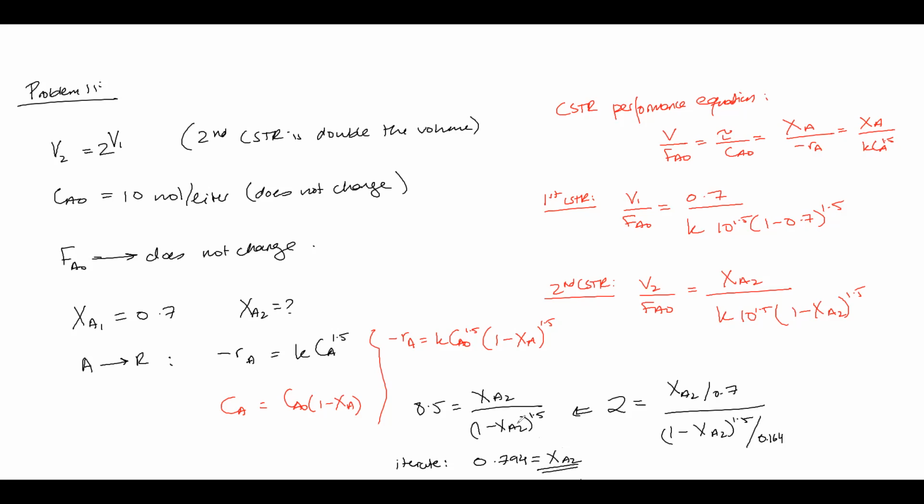And again, when it comes to iteration on the test, if I give you an iteration problem, the answer will be very close to the original conversion. So if the original conversion is 0.7, your answer will be somewhere between 0.6 and 0.8. I'm not going to give you a very strange iteration. And once you close in on the second decimal point, you're good to go. Don't try to waste a lot of time getting an extremely accurate estimate of this conversion.